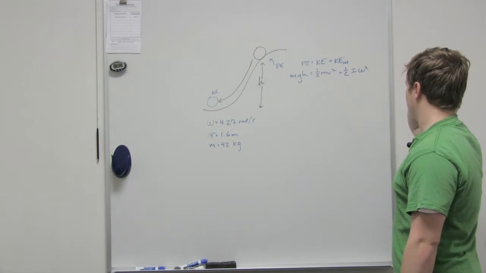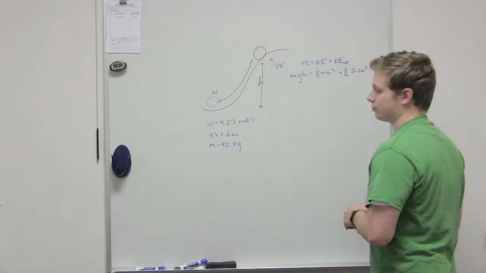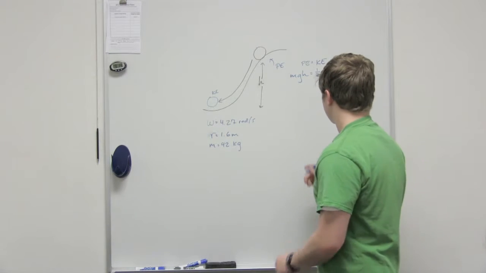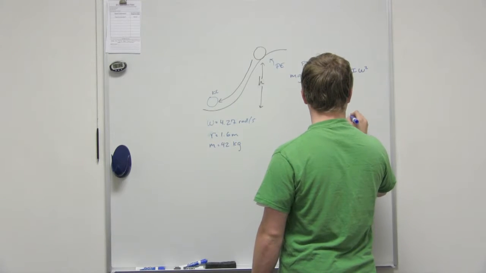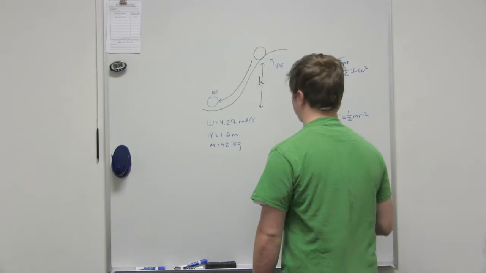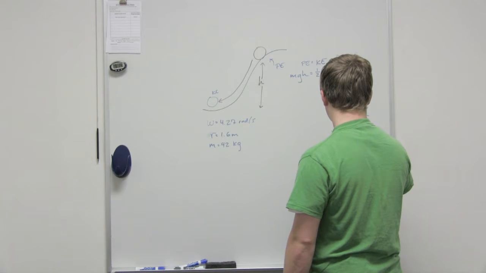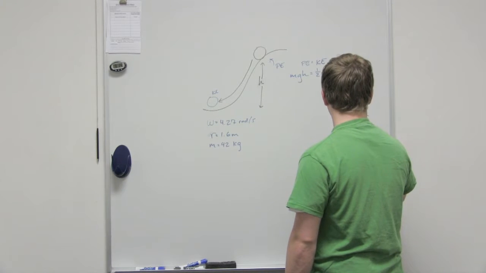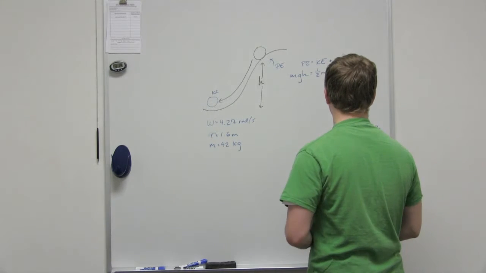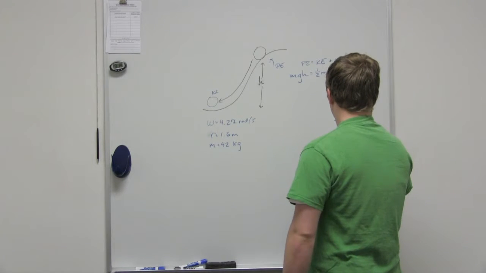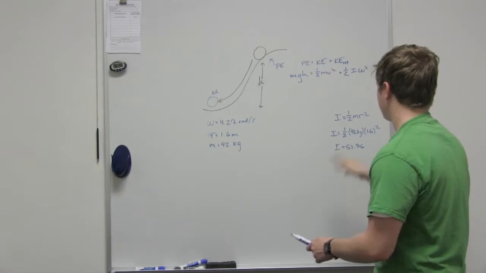Okay, so moment of inertia, it says it's a disk, right? Yeah, a solid uniform disk. Okay, so for a solid uniform disk, its moment of inertia is going to be 1/2 mr squared. So let's solve for that real quick. So our mass of 42, and our 1.6 squared. 53.76. Okay, so that's our moment of inertia, right?